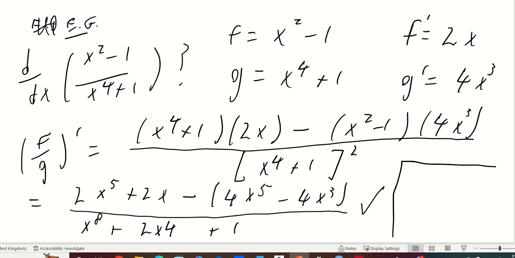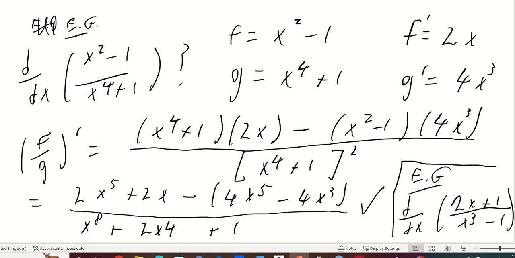And an example for you guys, e.g., just figure out what the derivative with respect to x is of (2x plus 1) all over (x cubed minus 1). You can read that.